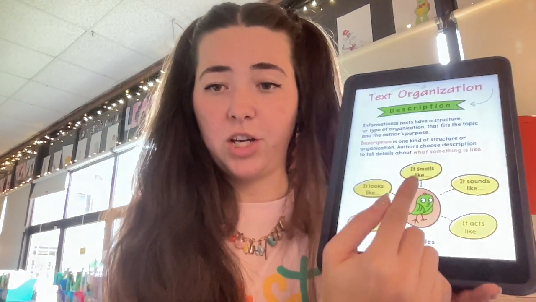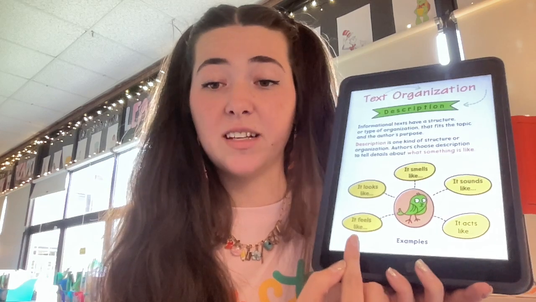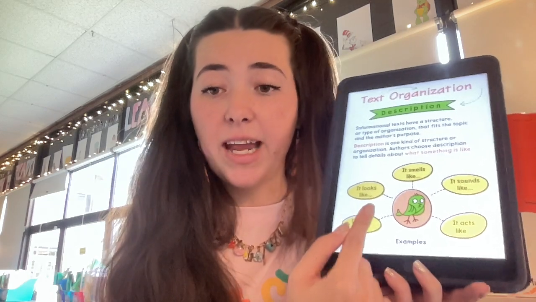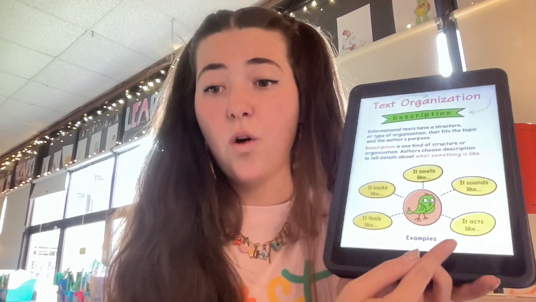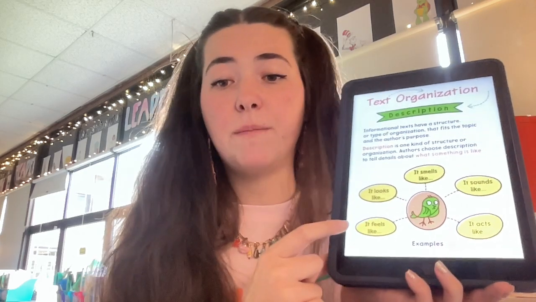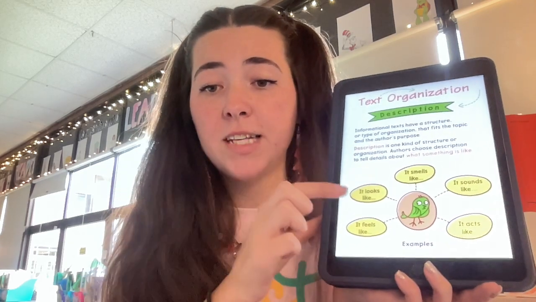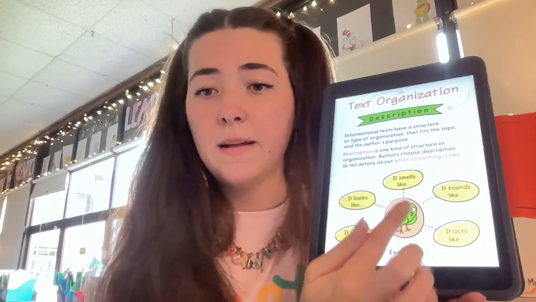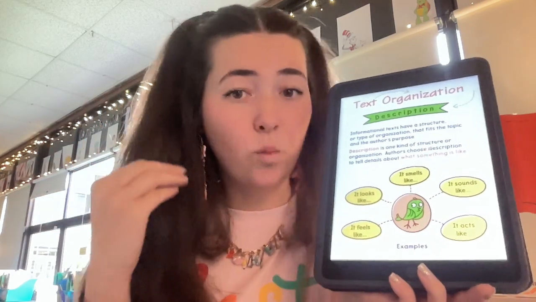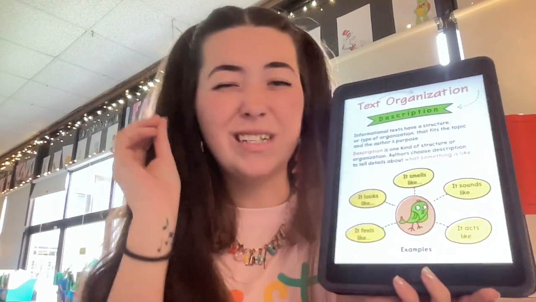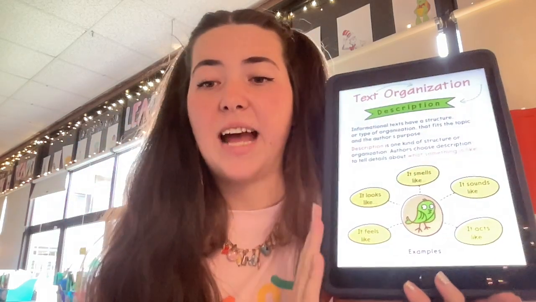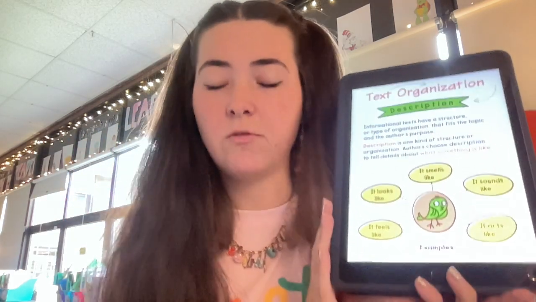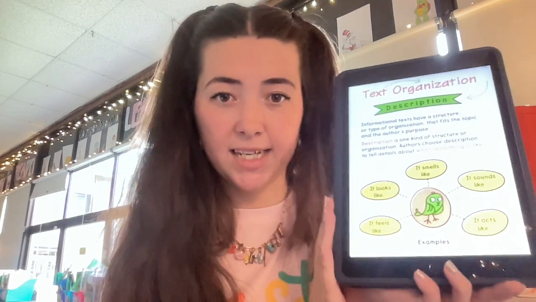So, examples could be, we'll start over here. It feels like, it looks like, it smells like, it sounds like, or it acts like. So something might feel soft, it might look shiny, it might smell sweet, it might sound very loud, and it might act silly. So that's how the author is going to describe things when we're talking about informational texts. So let's get right into our story today.